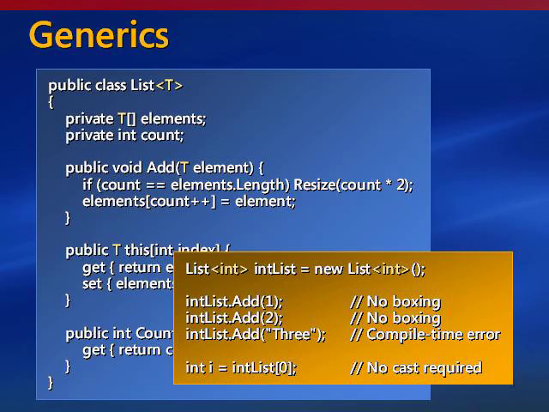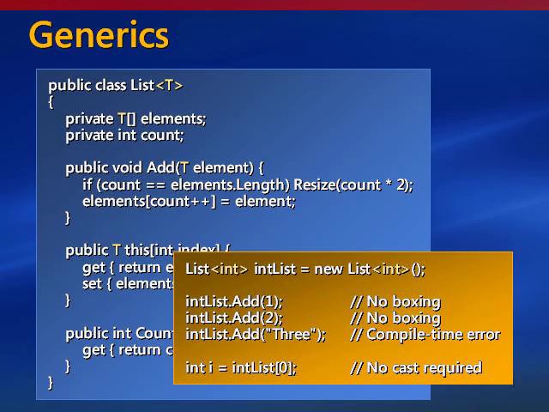And in use of my list, when I actually use it, I get to then specify that I am now creating a list of some type. In this case, a list of int. And now, first of all, I get no boxing overhead. I'll explain why that is. Second, I get compile time type checking. I can only add ints to this list, and trying to add a string is an error. And thirdly, when I take things out of the list, no cast is required.